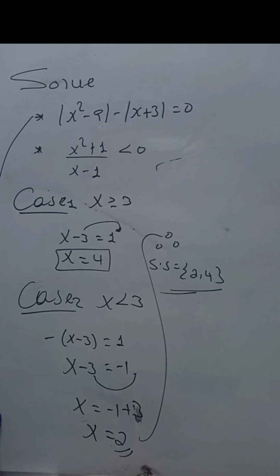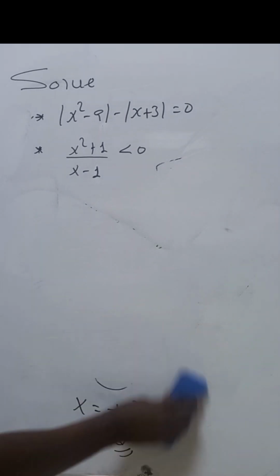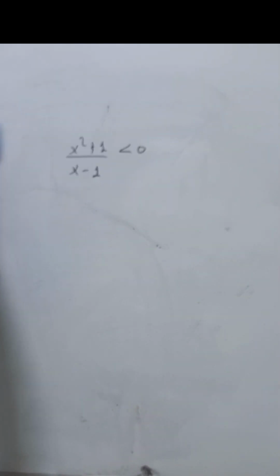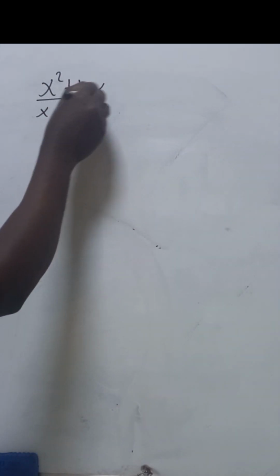Now let me explain how to do the second problem. For the second problem, you have already been given this one. How are we going to solve this inequality? x squared plus 1 over x minus 1 less than 0.